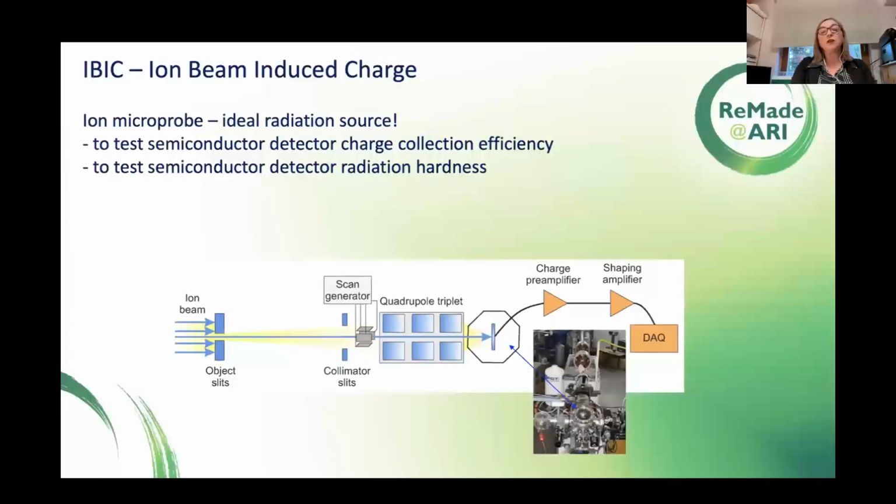The second technique, which is also a low current technique, because you use much lower currents than you use for PIXE and PIGE, is ion beam induced charge. And this is actually a very, very nice technique, and we use it a lot in our lab for different things. It's an ideal radiation source to test charge collection efficiency of detectors, but also to test radiation hardness of detectors. So you can see how your detector is working, then you can put a load of ions on it and see what will happen with charge collection efficiency later on.